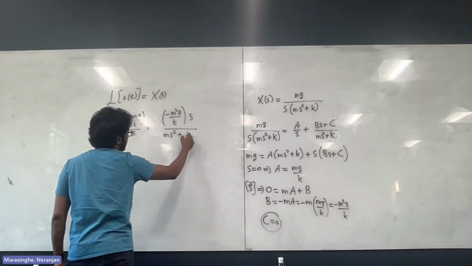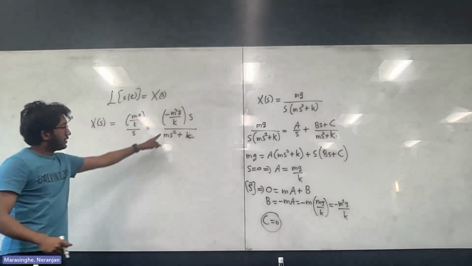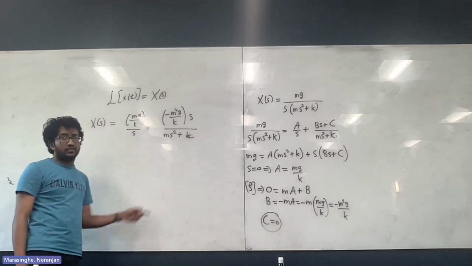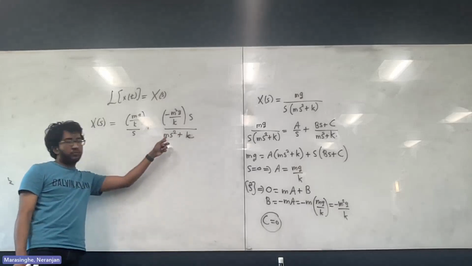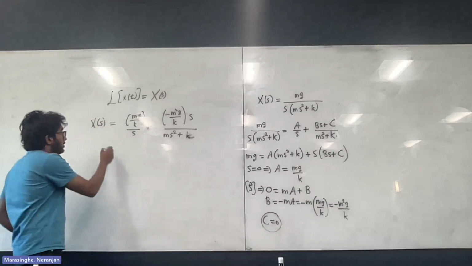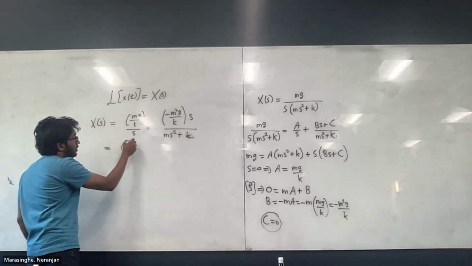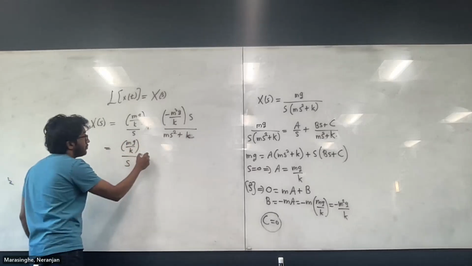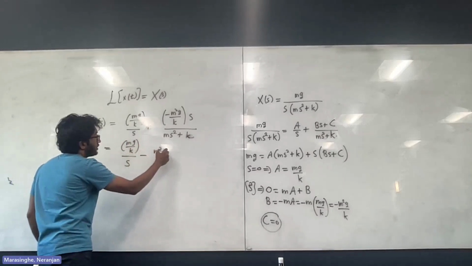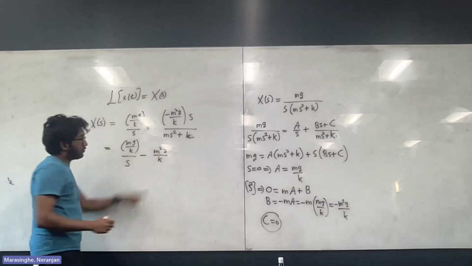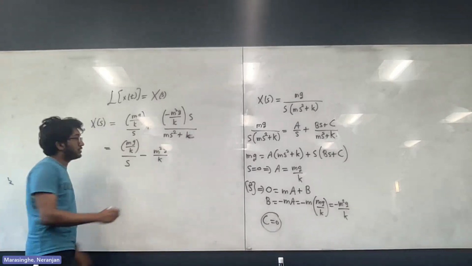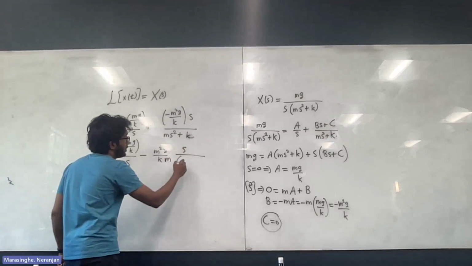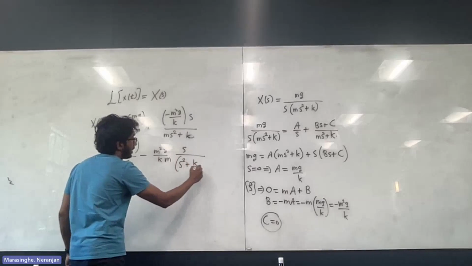K should be simple, right? It is the spring constant. Next, I would take M out of my denominator. Right? So what would I have? Mg divided by K divided by S minus M square G divided by K, and I would take M out of the denominator. I would get M here, S divided by S square plus K divided by M.